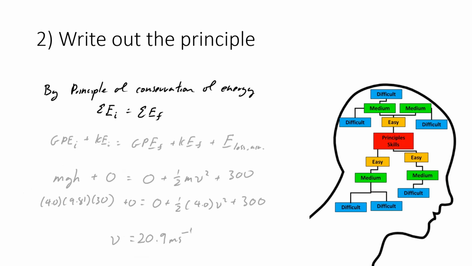Now, for step 2, we write up the principle in its raw form. So in this case, the principle is by the principle of conservation of energy. And then in equation form, the sum of energy initial equals the sum of energy final. Now, notice that this is not contextualized at all. It really is the raw form of the principle of conservation of energy. And this starts us off in this mastery mindset from beginning with the principles.